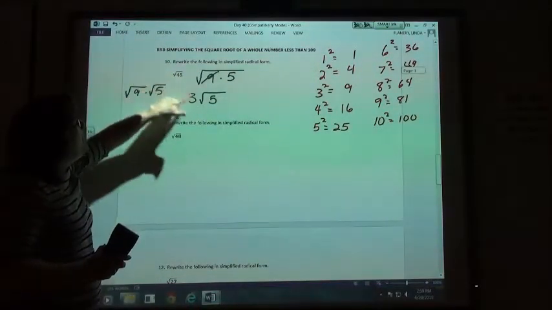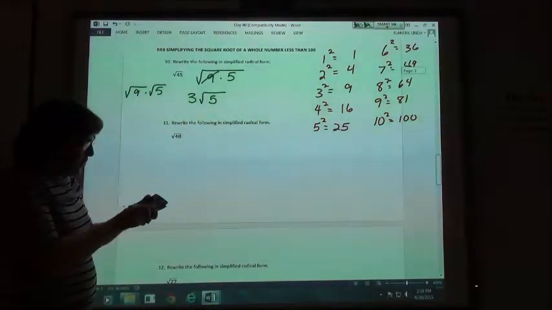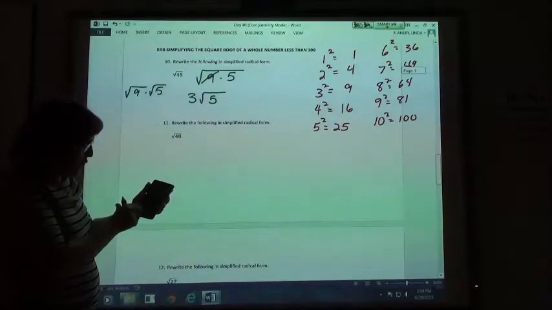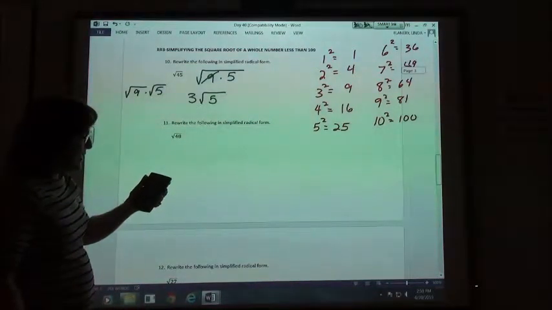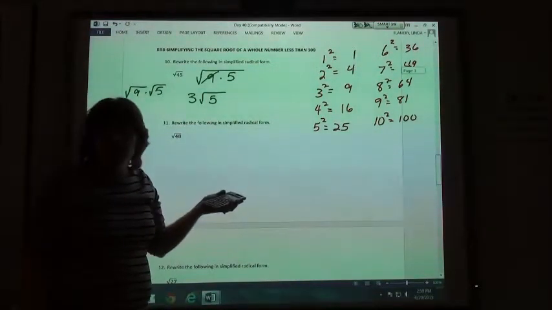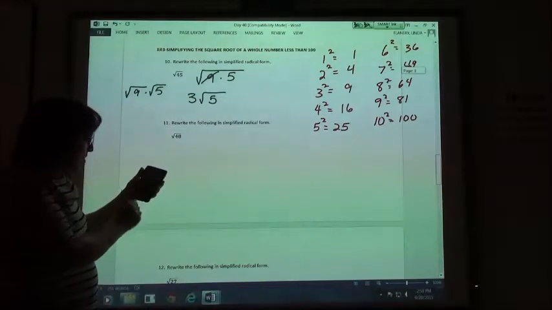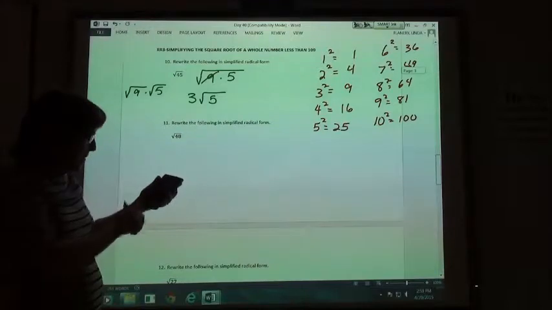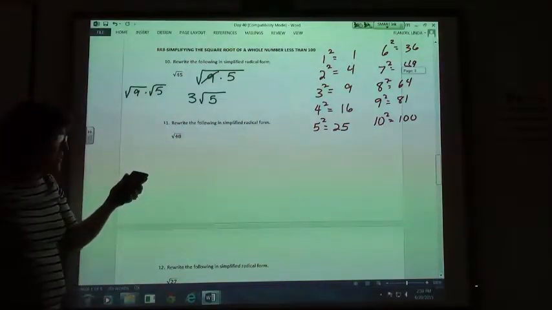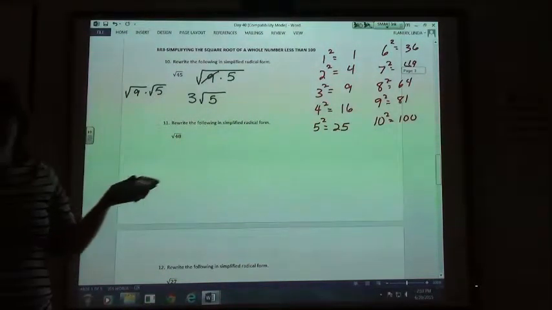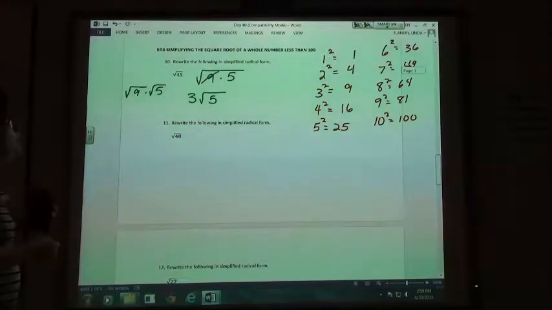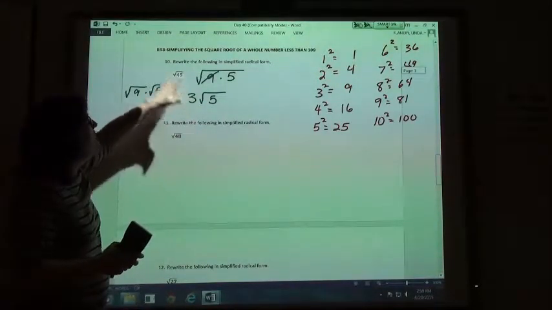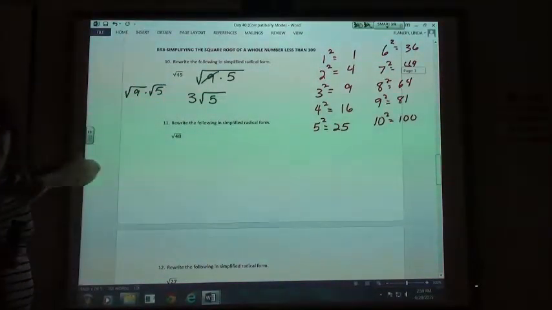So if I were to check this, if I took my calculator and did the square root of 45, I get 6.708, so forth and so on. If I take my calculator and do 3 square root of 5, I should get the exact same number. 6.7082, so forth and so on. So you can kind of double check yourself by putting them both in your calculator and seeing if you get the same decimal number.